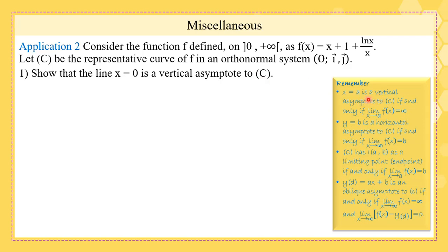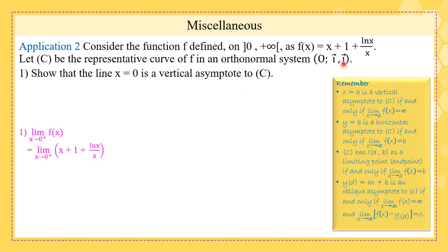Remember, x equals a is a vertical asymptote to C if and only if the limit of f of x as x tends to a is infinity. So here we have to find the limit as x tends to 0 plus of f of x. So try to do it alone. We need to find this limit in order to get x equals 0 as a vertical asymptote.